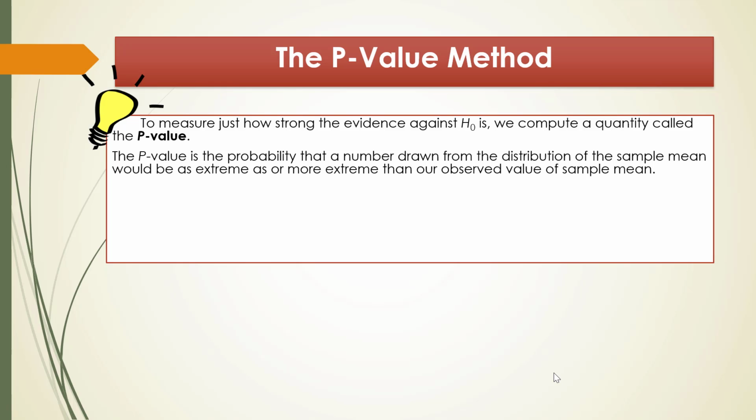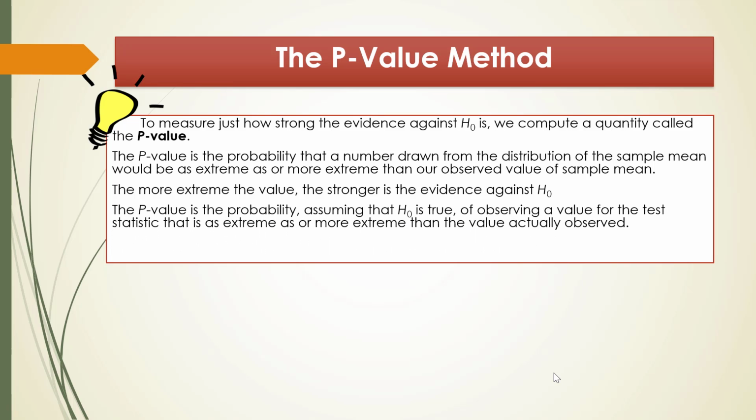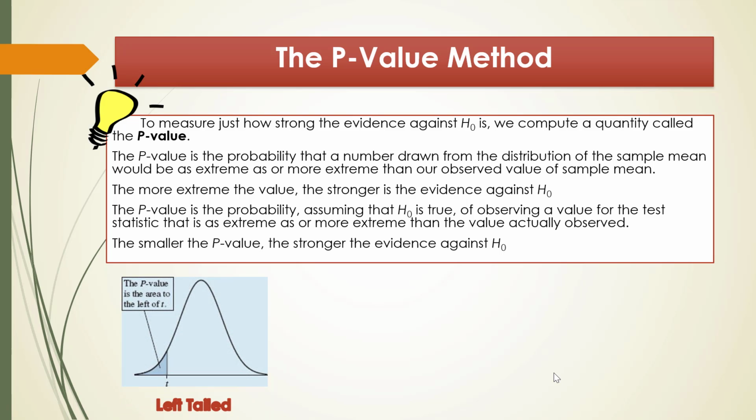The p-value is the probability that a number drawn from the distribution of the sample mean would be as extreme as or more extreme than our observed value of the sample mean. The more extreme the value, the stronger the evidence against the null hypothesis. The p-value is the probability, assuming that the null hypothesis is true, of observing a value for the test statistic that is as extreme as or more extreme than the value actually observed. The smaller the p-value, the stronger the evidence against the null hypothesis.